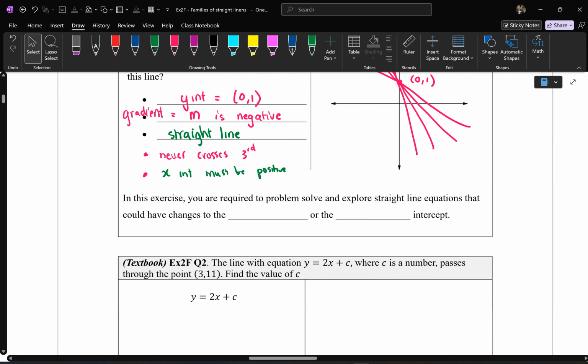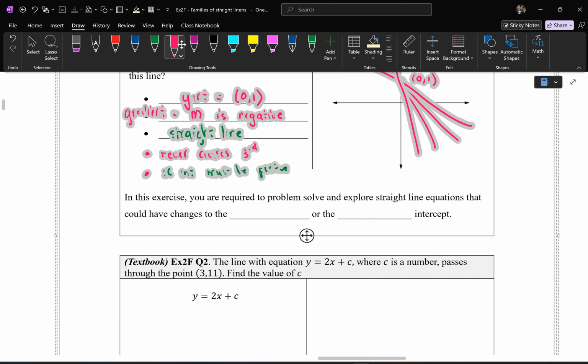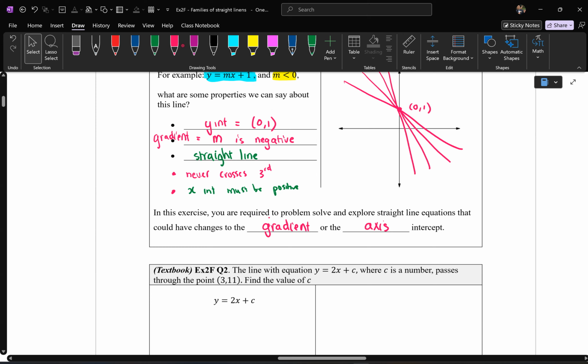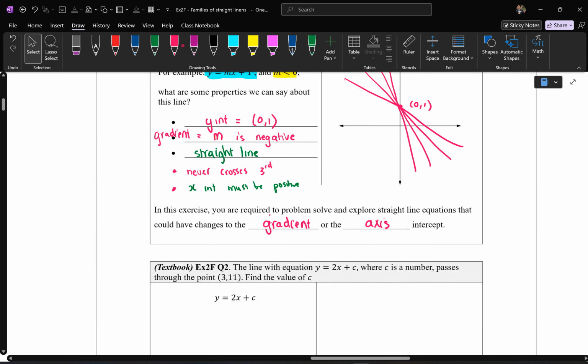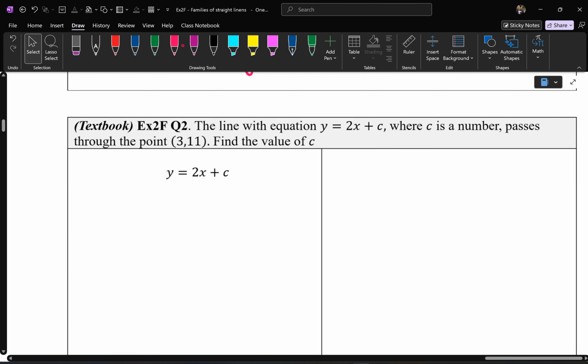Now, I'm just going to fill out these points so you can fill it in. In this exercise, you are required to problem solve and explore straight line equations that could have changes to the gradient or the axis intercepts, okay? But the kind of problems you're going to deal with is not as complex as the way we just talked. If you were able to understand what I just described and follow those key properties, fantastic. That is what methods is. The ability that by the end of year 12, you can critically analyze a function without my guidance. That's the goal, okay? So here, let's have a look at what you'll do at year 11.